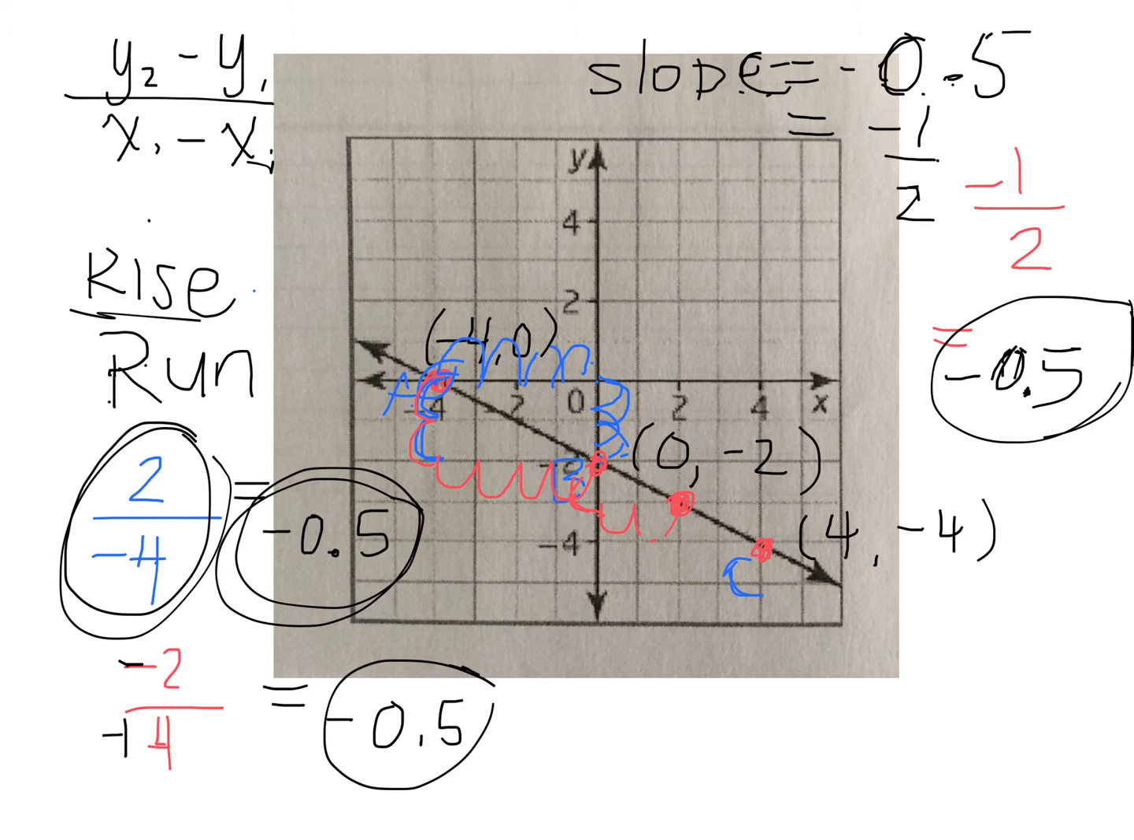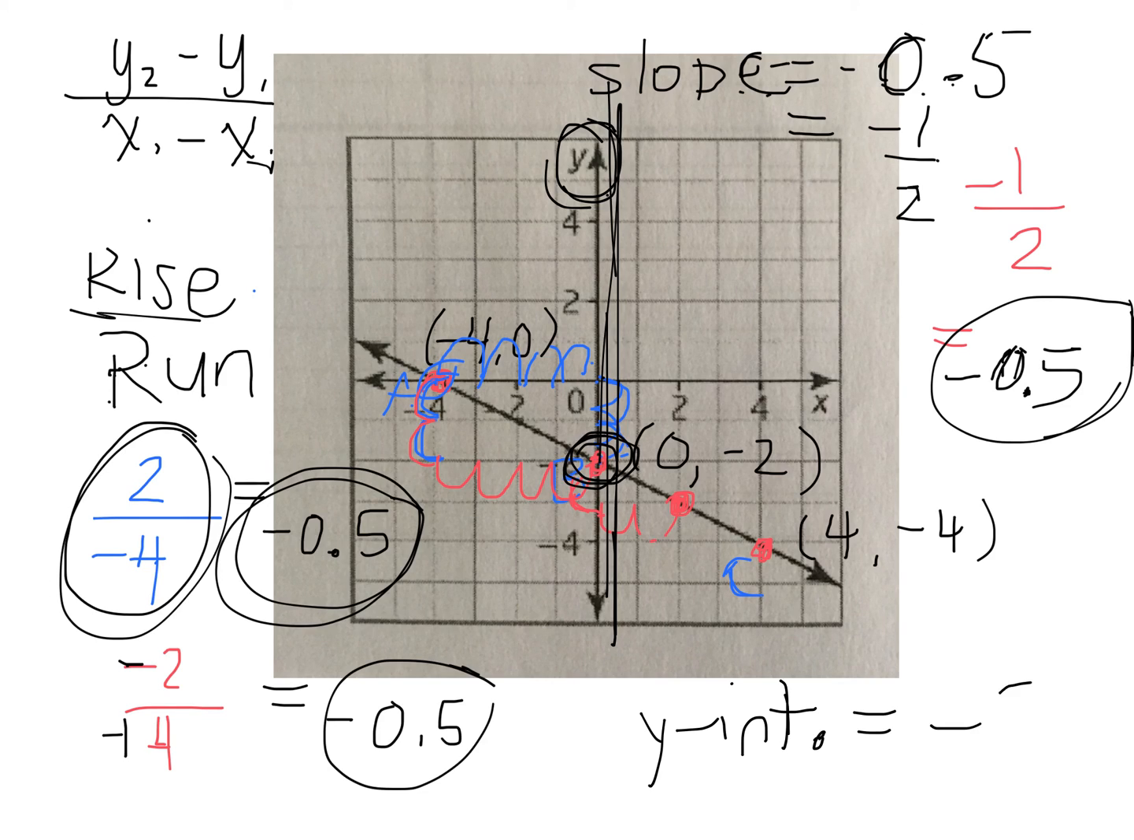The second part of this question was asking about the Y-intercepts. All you had to do was look at the graph. A Y-intercept is the point where the line touches the Y-axis, right? Where does this line intercept? Where does it hit the Y-axis? At -2, right here. So the Y-intercept is -2.